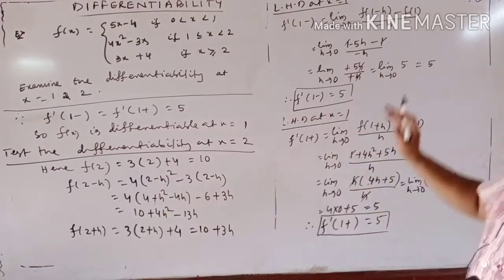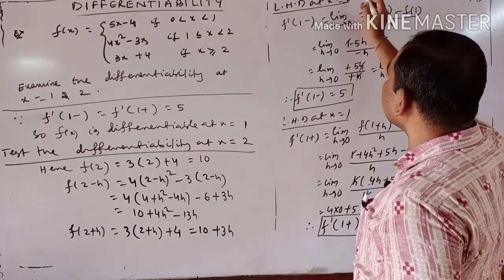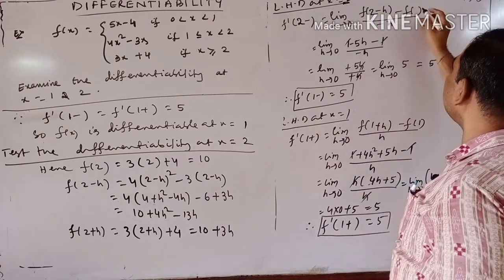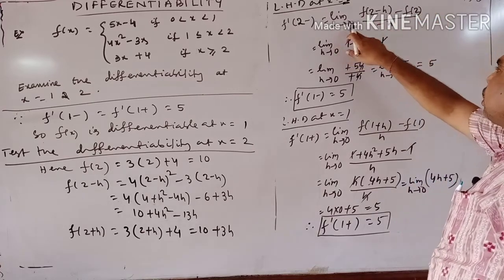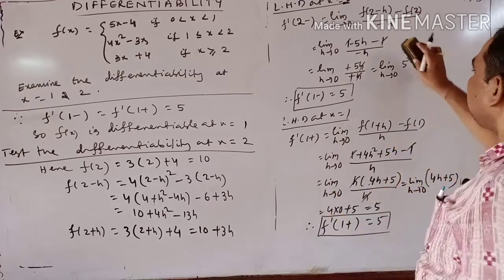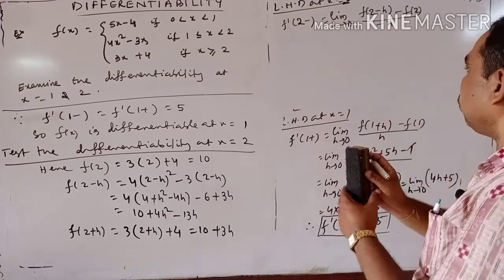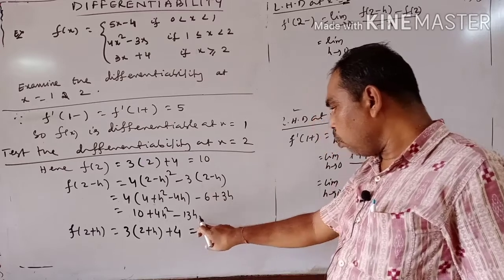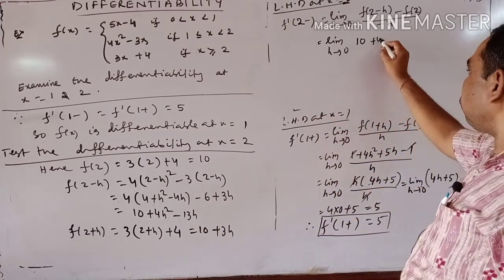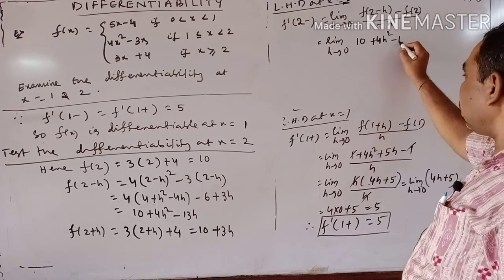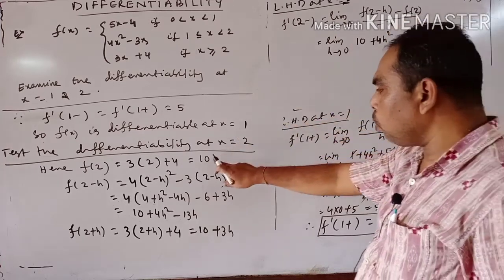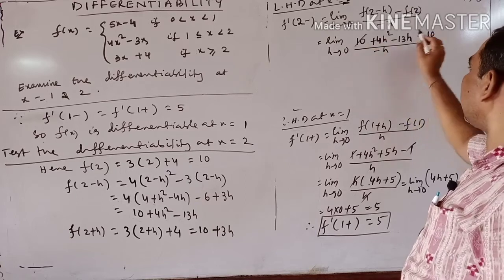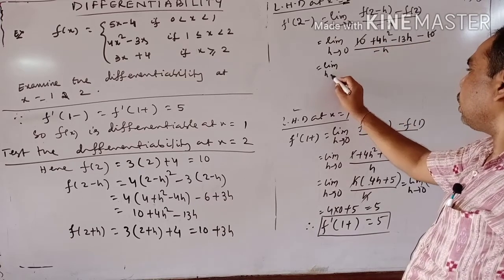So next, LHD at x is equal to 2. f dash 2 minus means limit h tends to 0 of f of 2 minus h minus f of 2 divided by minus h. So it is equal to limit h tends to 0. What is f of 2 minus h? f of 2 minus h is 10 plus 4h square minus 13h, minus f of 2, f of 2 is 10, divided by minus h. 10, 10 cancel.